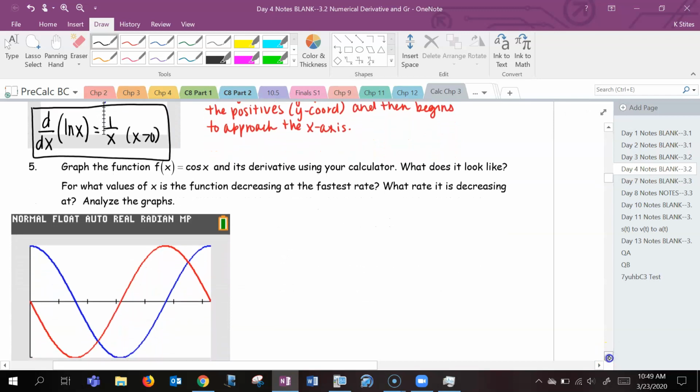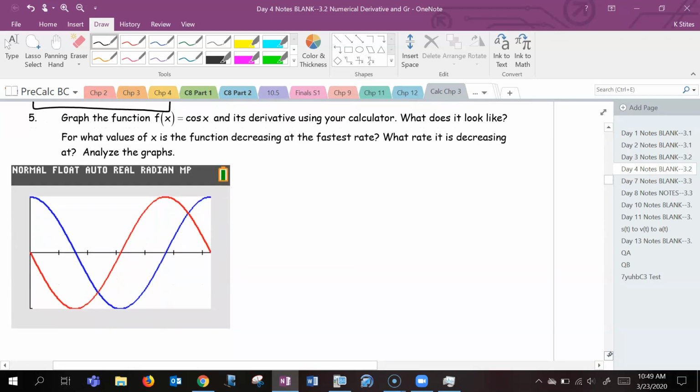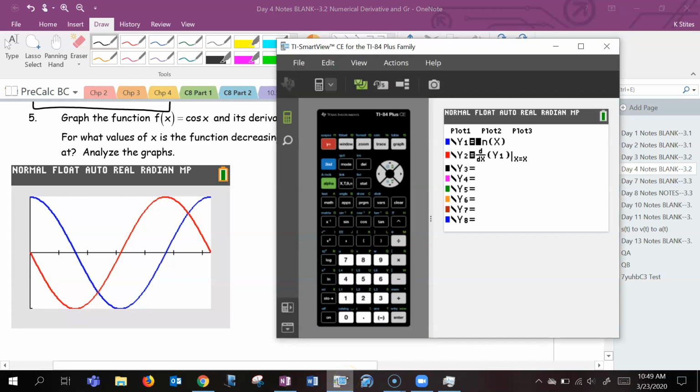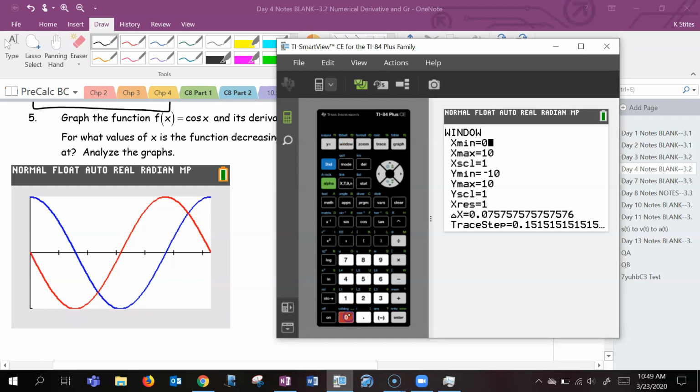Okay, let's do one more of these. I know this is time consuming, apologies. So we're going to graph the function f of x equals cosine x and the derivative using your calculator. You're going to notice I already have that. What does it look like? For what values of x is the function decreasing at the fastest rate? What rate is it decreasing at? Analyze the graphs. So again, to do that, we would just type in cosine x here. And I'm going to graph this from 0 to 2 pi. That's the window that I used.